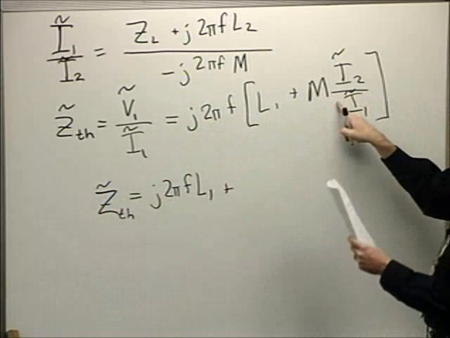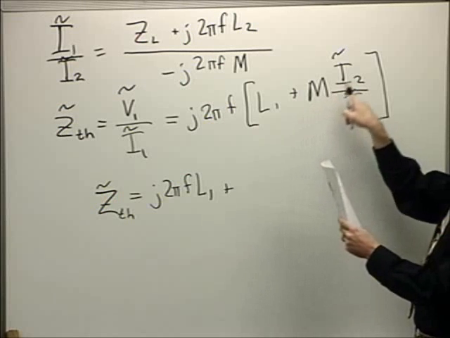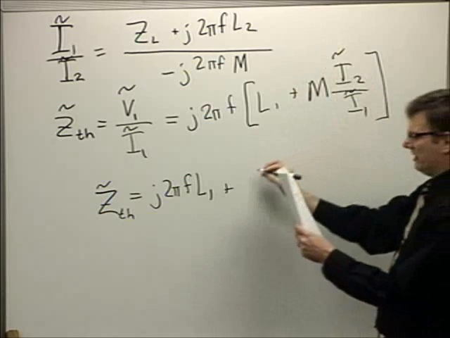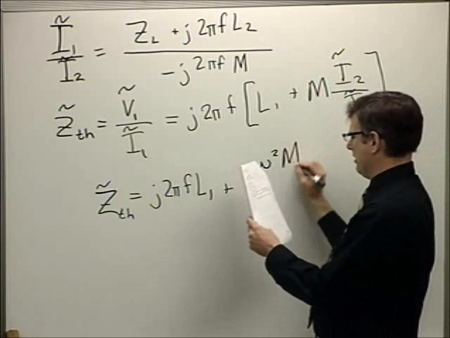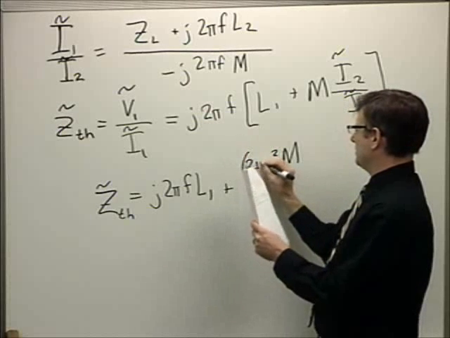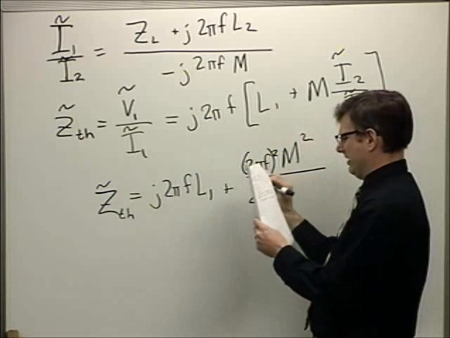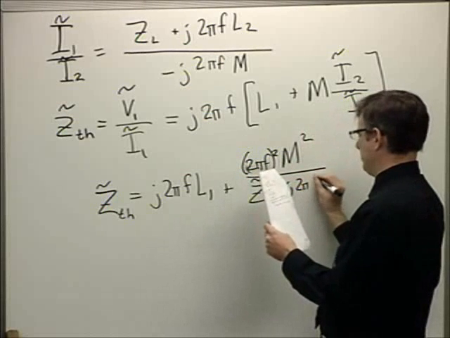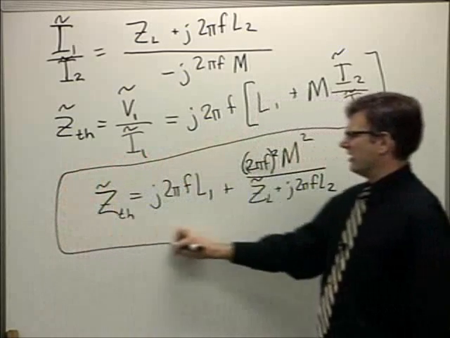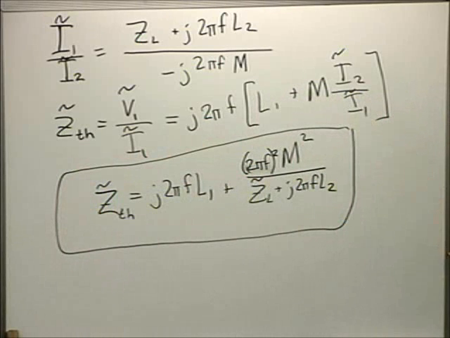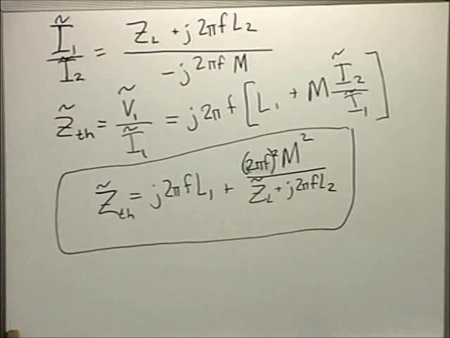So let's see. There's going to be a j2 pi there. So when I distribute that out, I'm actually going to get a plus omega squared, or I should say 2 pi f squared, M squared, over ZL plus j2 pi f L2. And let's put down the pencils and papers and talk about this result, because this is very important. How does this system behave?